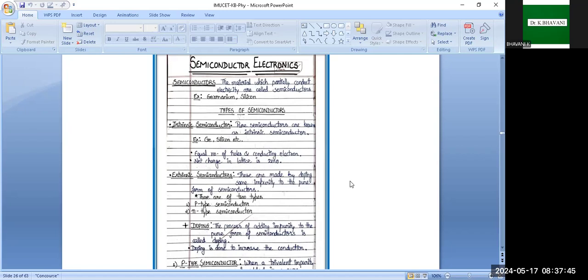An extrinsic semiconductor is the impure form of semiconductor. That means we have to add some doping elements to this pure form to get the extrinsic semiconductor. This extrinsic semiconductor can be divided into two types, that is p-type semiconductor and n-type semiconductor.